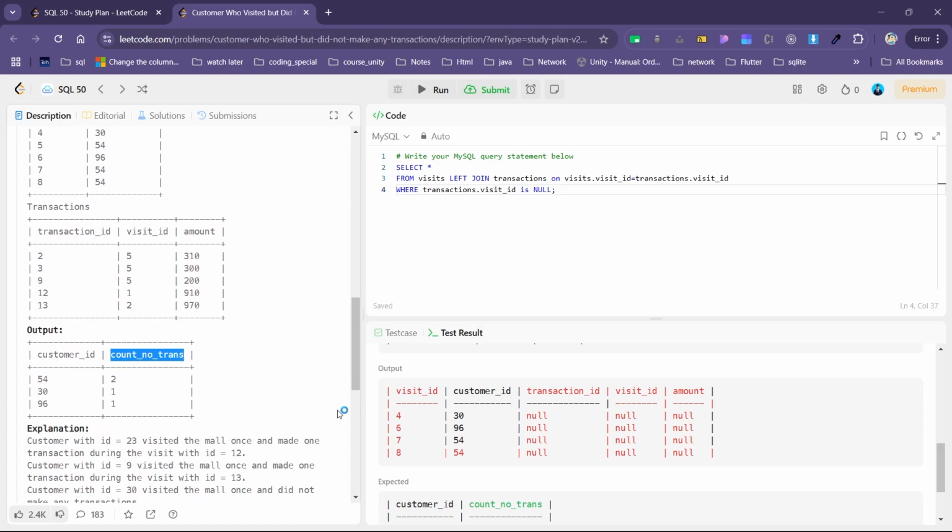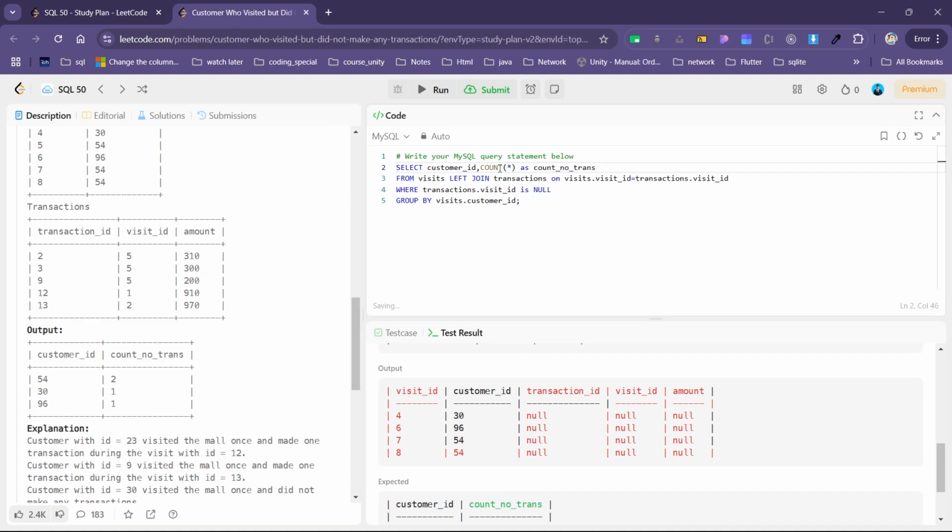Count number of transactions, count no transactions, right? So it has one transaction, and this is two transactions. So we'll group by this customer ID, right? So group by, we'll use customer ID from visits table. And when we group, we can write here that we want only customer ID and the count of that group. And we want the name of the group as this.